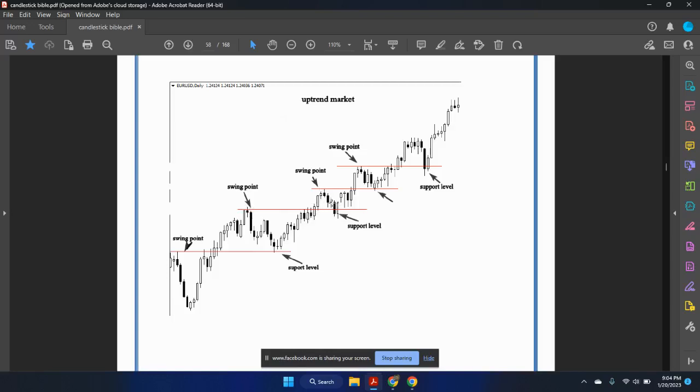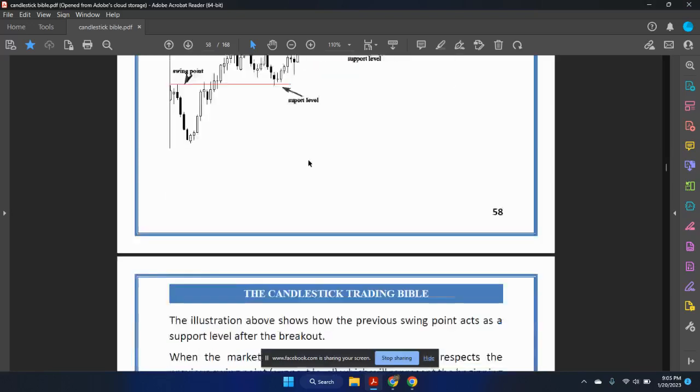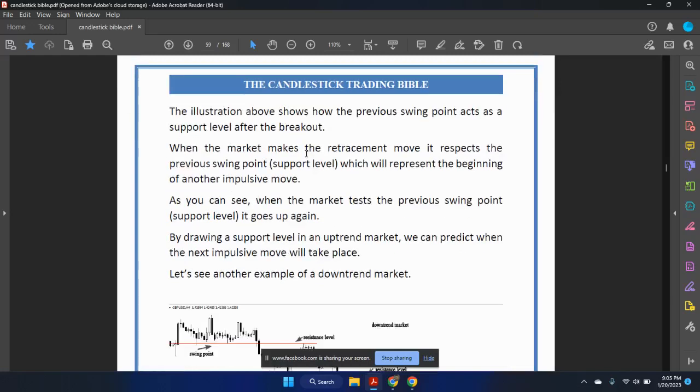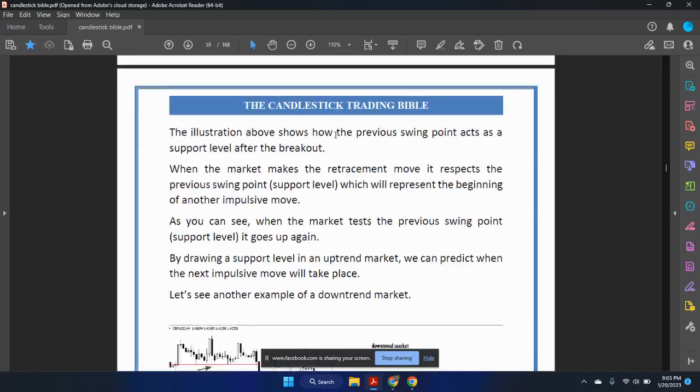Price breaks the previous swing point, then it doesn't break through. Now it's support. It breaks through the previous swing point, doesn't break through, and that support level breaks through the previous swing point, which is here. Then she comes down, but she doesn't go below. That is a new support level. It says the illustration above shows how the previous swing point acts as a support level after a breakout.